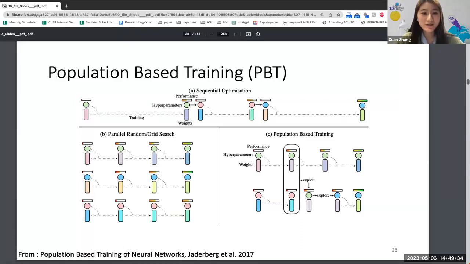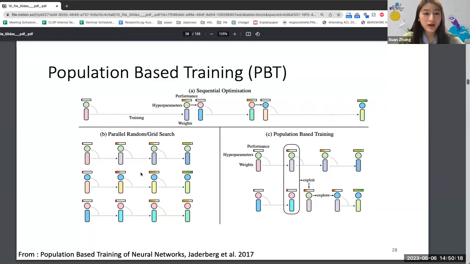Let's take a look at the differences between sequential optimization, like Bayesian optimization, parallelized random or grid search, and PBT. I hope you can get a better understanding of PBT then. Here in this sub-figure, it shows sequential optimization, like Bayesian optimization. Sequential optimization requires completing multiple training runs, and afterwards, new configurations are selected and the model is retrained from scratch with the new hyperparameters. This process is inherently sequential, leading to longer optimization times.